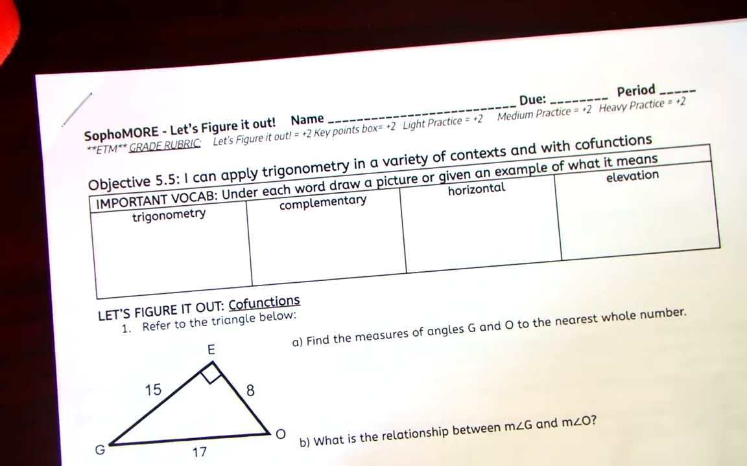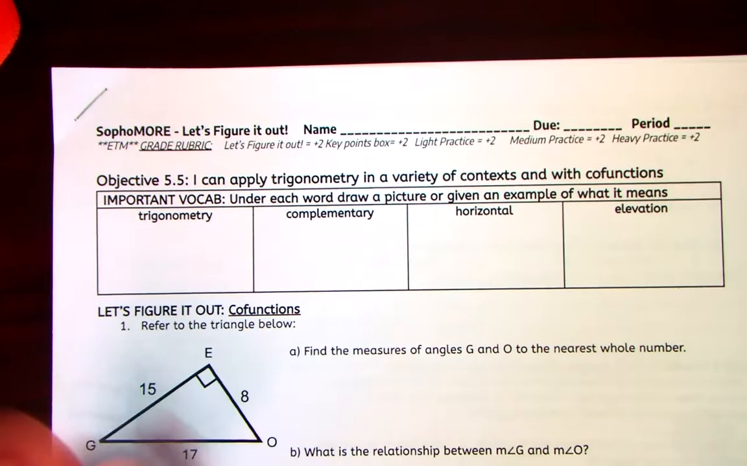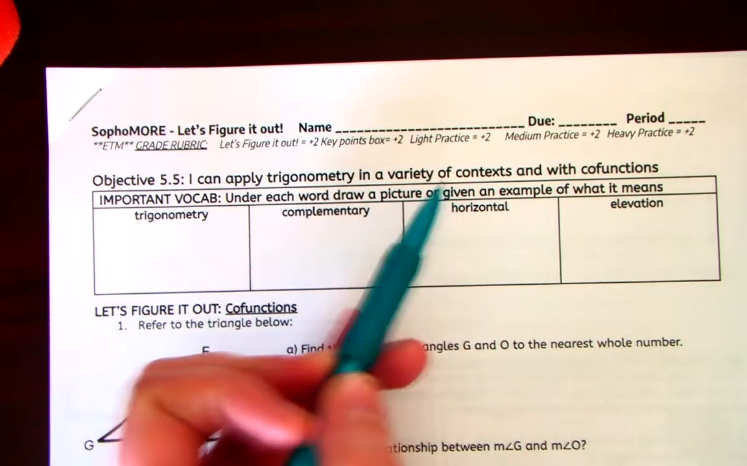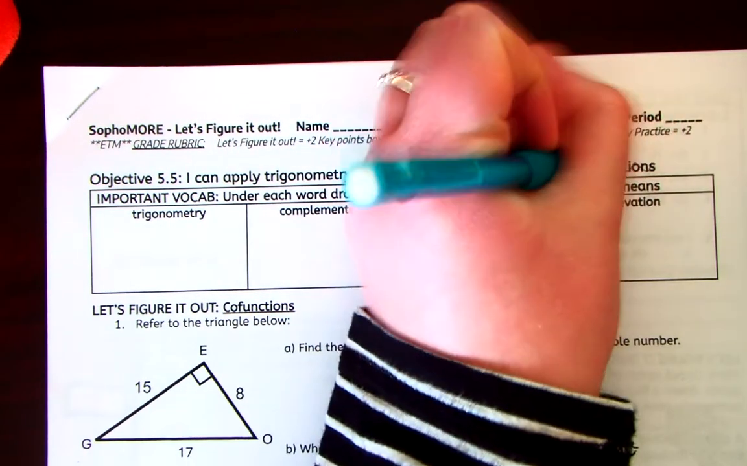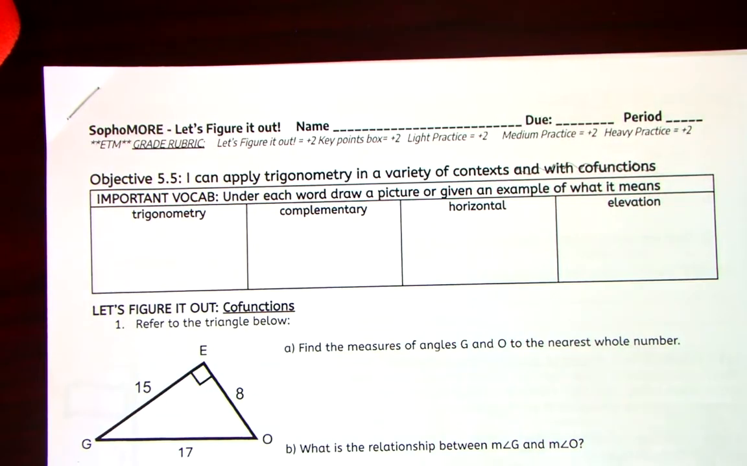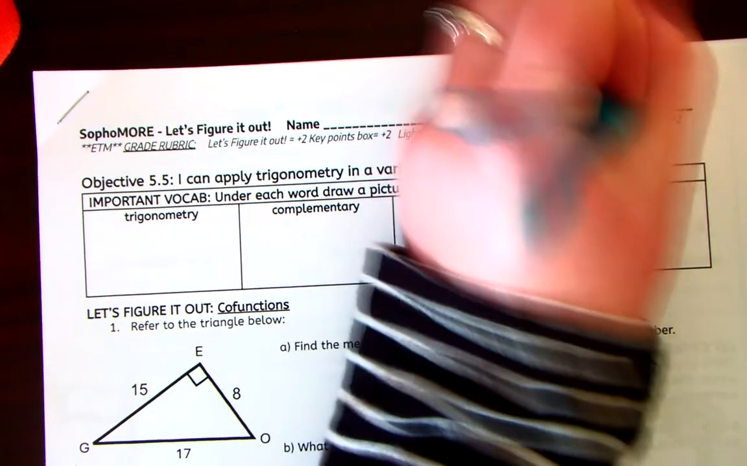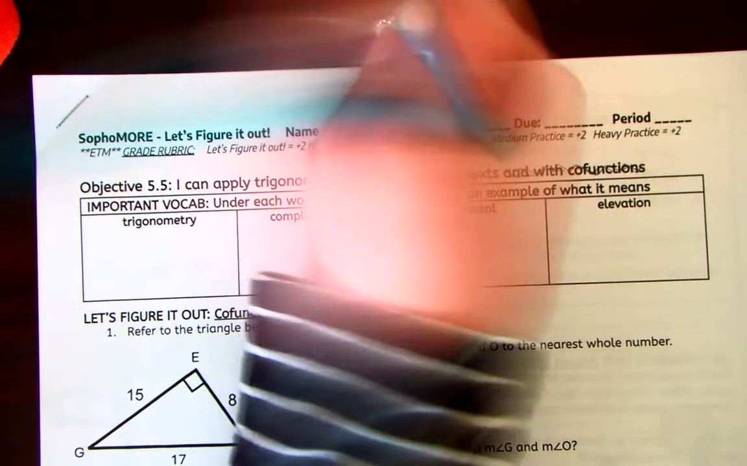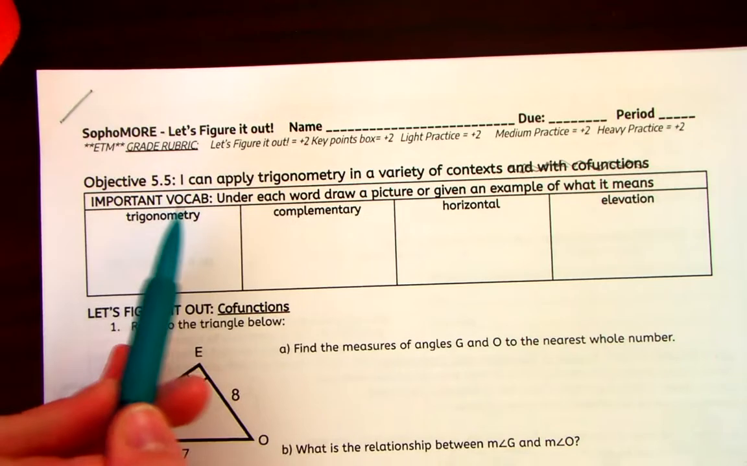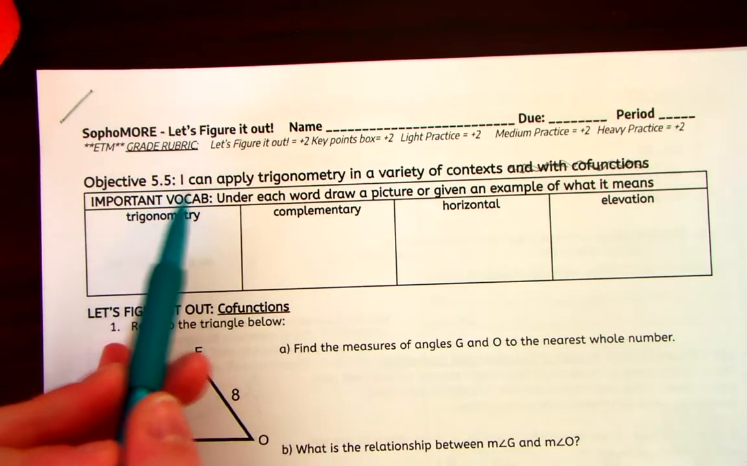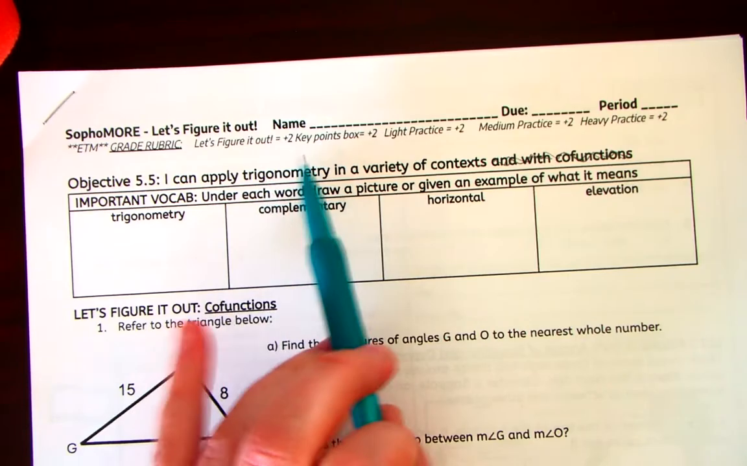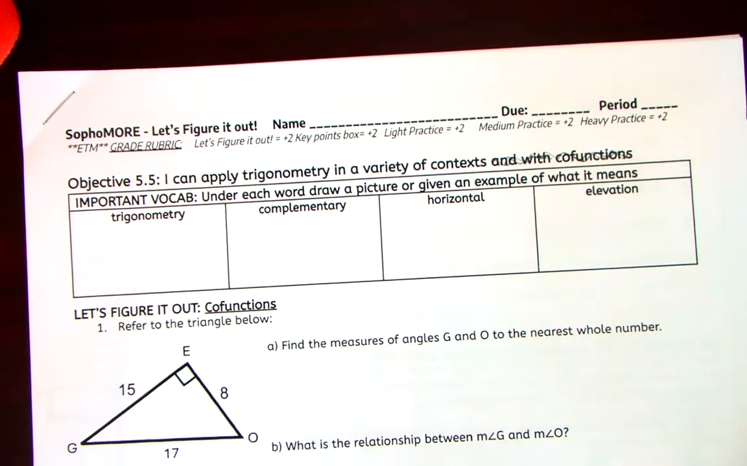Hi guys, this is Objective 5.5 where we're going to apply trigonometry in a variety of contexts. We're not going to do the cofunctions piece in this video, so don't worry about that. But basically, we learned 5.4, right? And we learned a bit about what trig is. Now we get to apply and see when trig becomes useful in real life stuff.